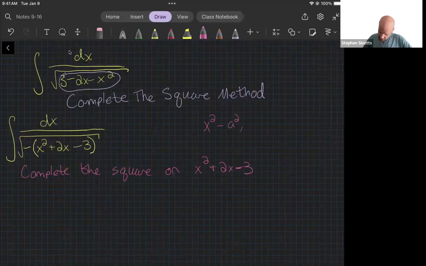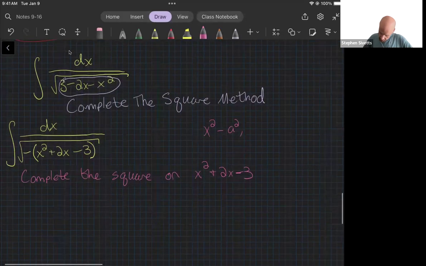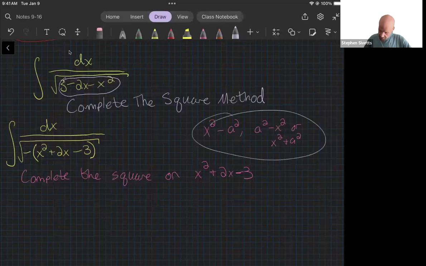Because we needed to have perfect squares of these types appearing: x squared minus a squared, or a squared minus x squared, or x squared plus a squared. We want to look at these types of variations in our integral here. We have an x squared and a 2x term, and that won't work. So we need to have either of these types of relationships showing up in our integral.